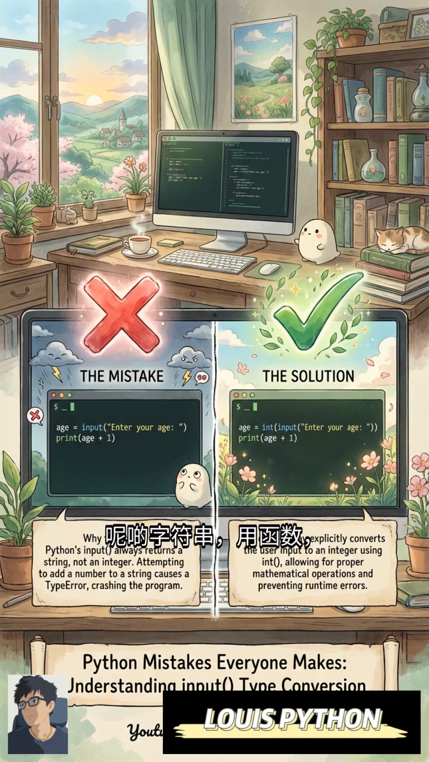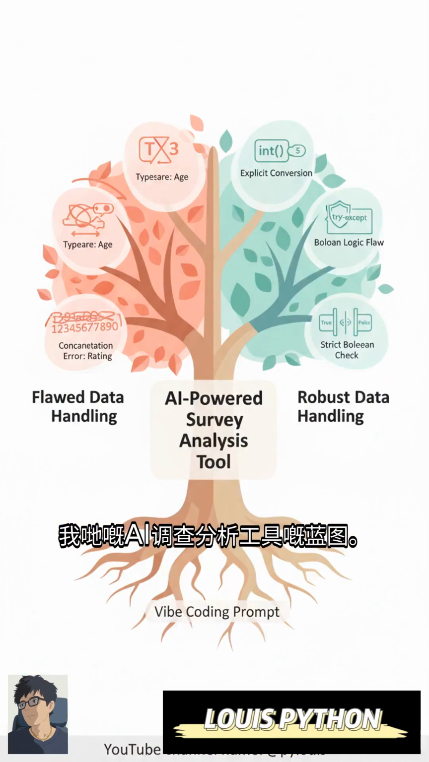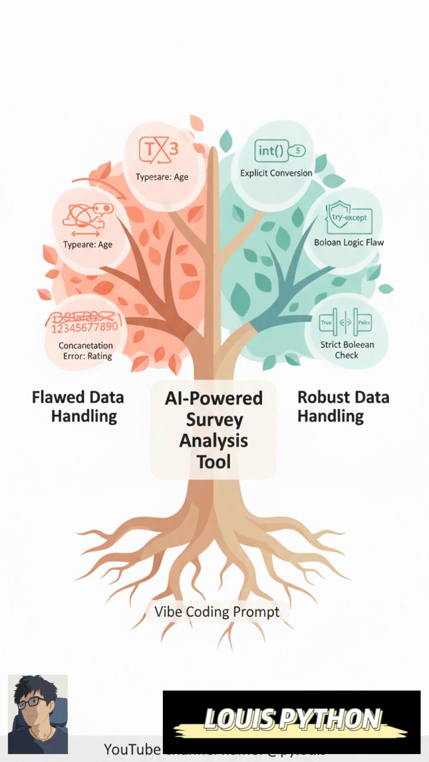The correct way is to explicitly convert these strings using functions like `int()`. Without guiding your AI to do this, you're building a tool destined to fail. Here's a map of our AI survey analysis tool. Built with a simple vibe prompt, it's designed to gather user feedback. But like an X-ray, we can spot 3 critical fractures in its data handling logic.